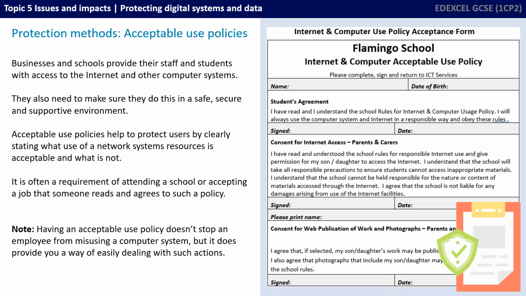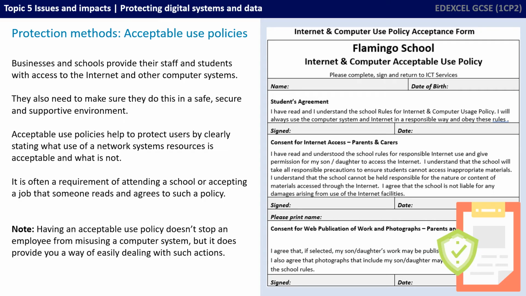Next, there's the concept of acceptable use policies. Businesses and schools provide their staff and students with access to the internet and other computer systems. They also need to make sure they do this in a safe, secure, and supportive environment. Acceptable use policies help to protect users by clearly stating what use of a network system's resources is acceptable and what is not. And you'll often find it's a requirement of attending a school or accepting a job that someone reads and agrees to such a policy.